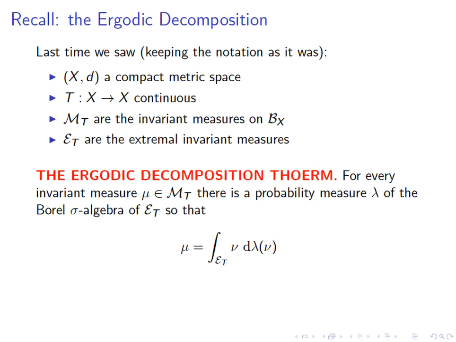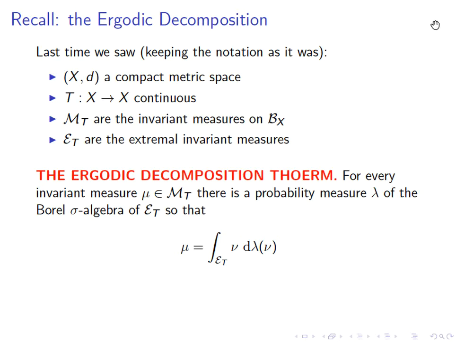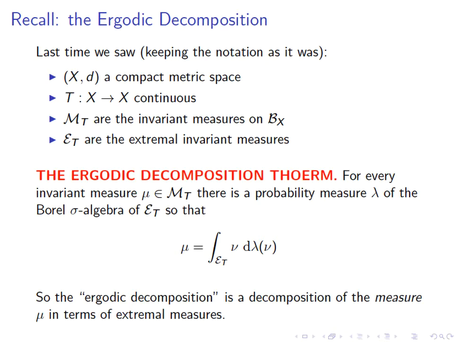Given any probability measure on a set, like E sub T, the integral will give you, if you want, the average, the expected value, the center of mass. It goes by different names. And for an appropriate choice of lambda, you'll get mu. Again, the ergodic decomposition tells us that for any mu, there is a probability measure on the set of extremal points, such that this integral represents exactly mu. So this highlights the importance of understanding what the extremal measures actually are.